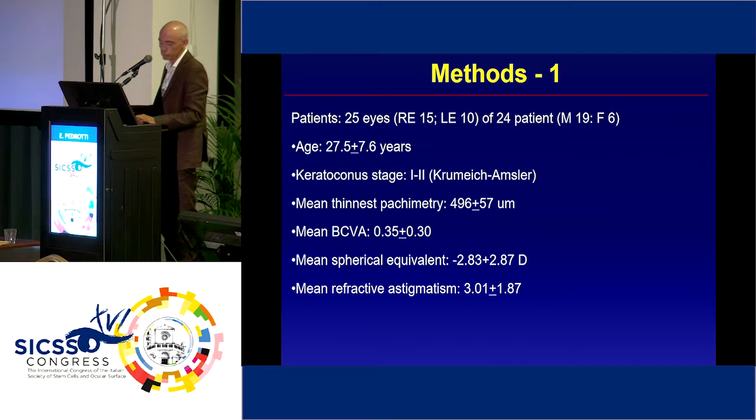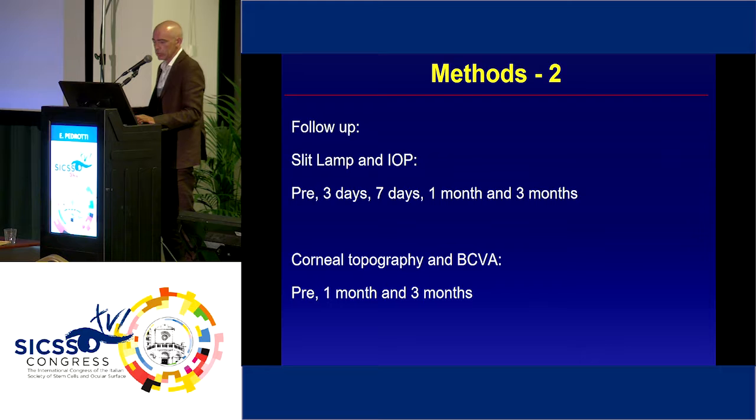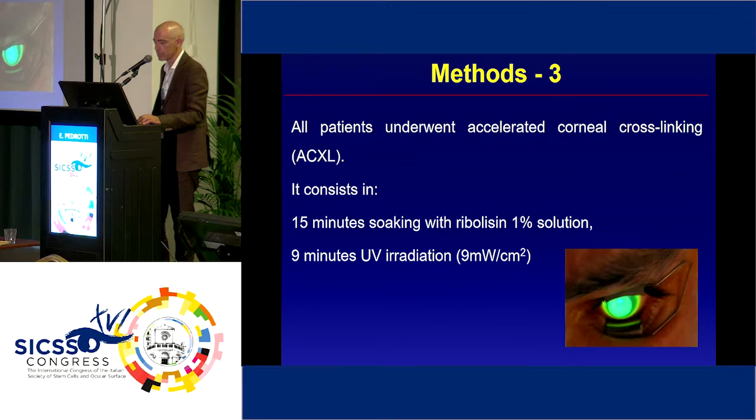We have 25 eyes. Patients are relatively young. Keratoconus stage 1 and 2, good pachymetry and good visual acuity. We examined them at slit lamp and IOP before, and 3 days, 7 days, 1 month, and 3 months after treatment. As far as corneal topography and visual acuity are concerned, they were done only at 1 month and 3 months.